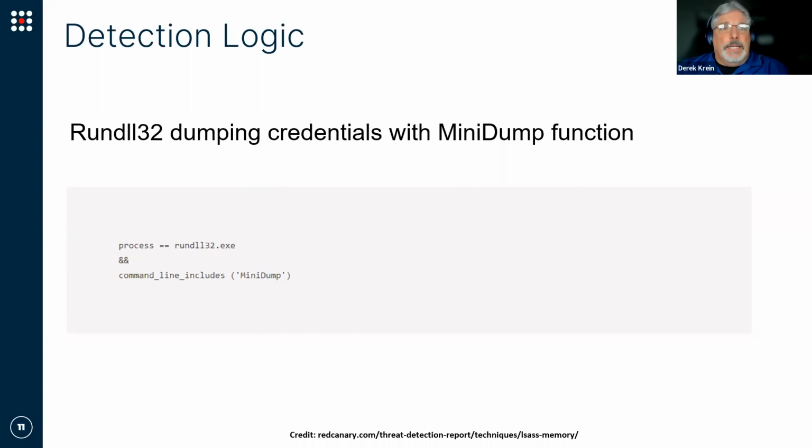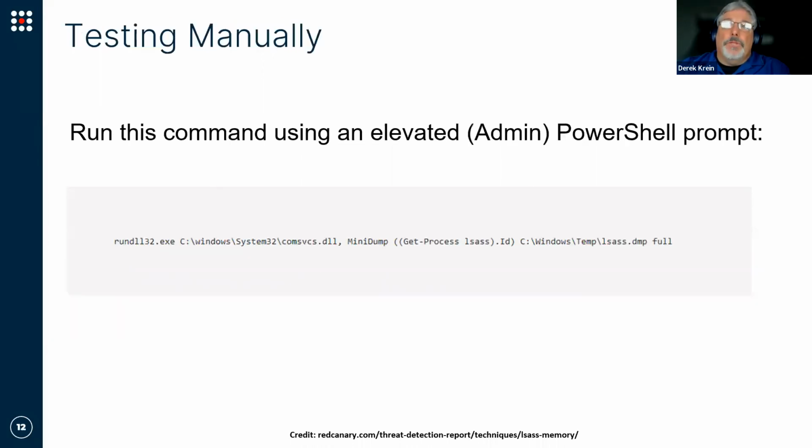Another common technique that's utilized is running rundll32 to dump credentials with the MiniDump function. And this is the one that we're actually going to show live in the platform, right? You can test manually by using this line right here in an admin level PowerShell prompt. It should go through and grab the process ID for LSASS and do a full dump to the temp folder, right?